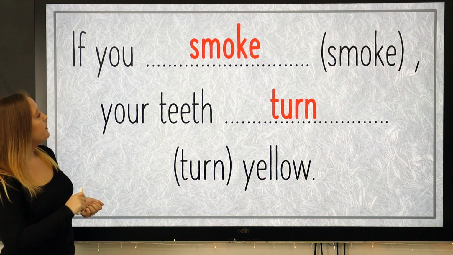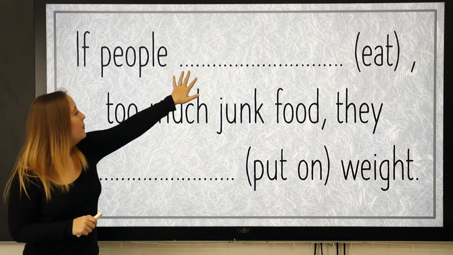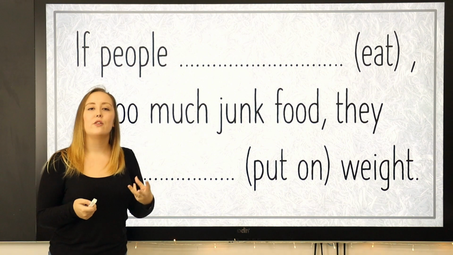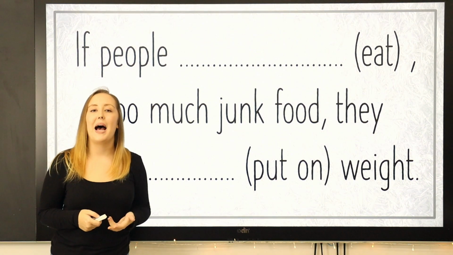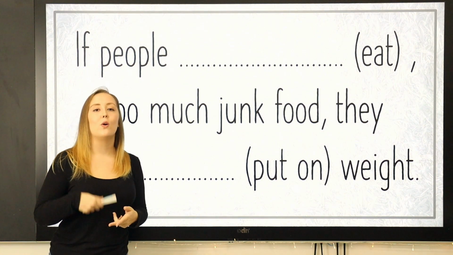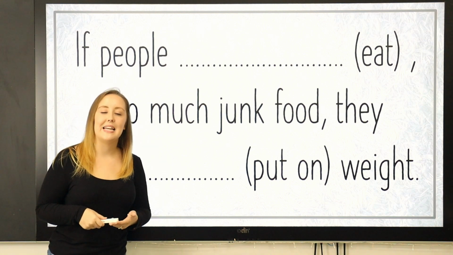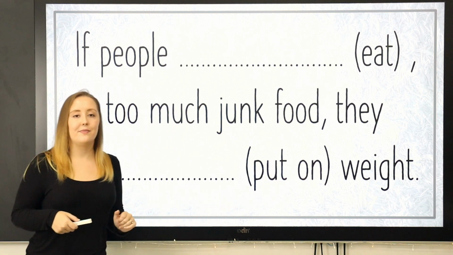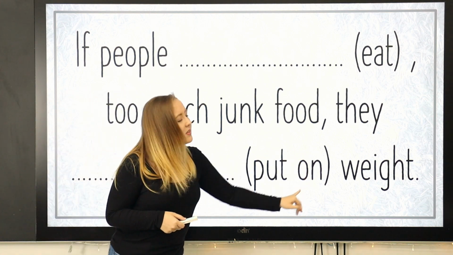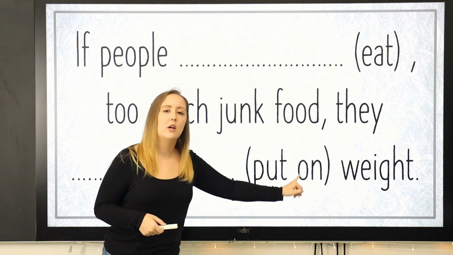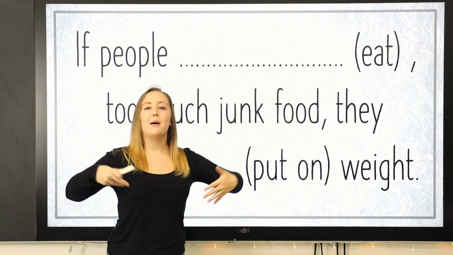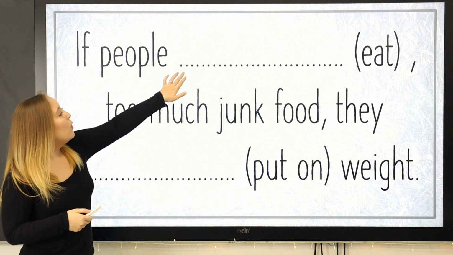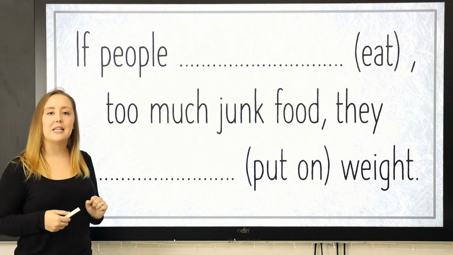Let's try another one. If people eat too much junk food, what's junk food? Junk food are these fast foods that are bad for you. If we always eat McDonald's or Burger King, or we always eat candy or sweets, they weight. And what is this? This is a phrasal verb, put on. What does this mean, to put on weight? That means to get bigger, to increase your weight. Okay? So what forms of the verb are missing here?